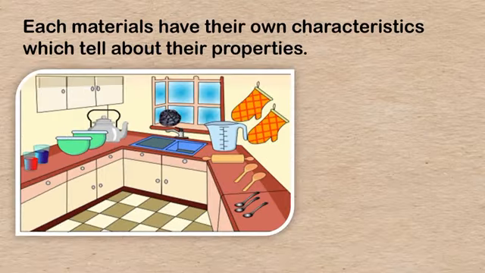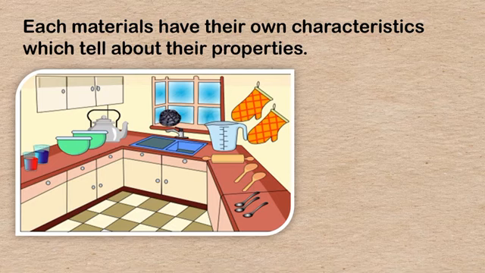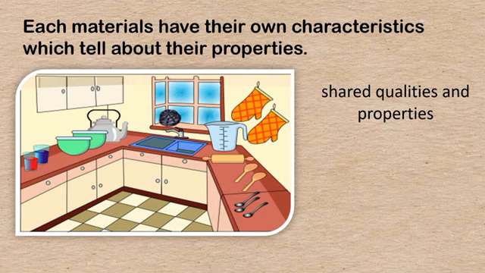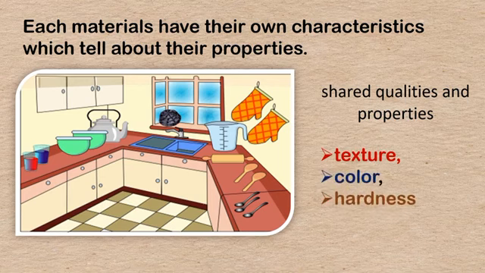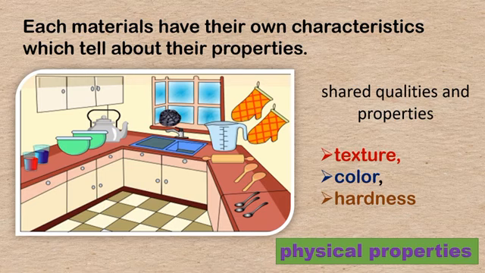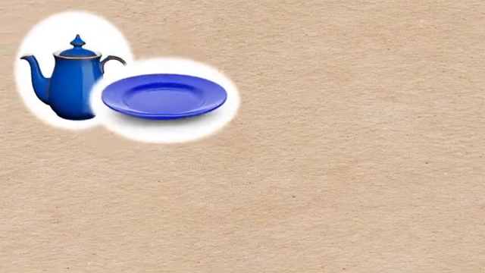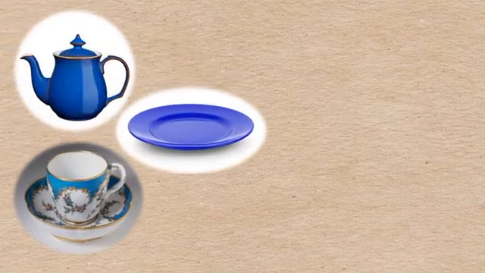Each material has its own characteristics, which tell about its properties. You can classify them based on their shared qualities and properties, like texture, color, and hardness. These are called physical properties. Let's observe teapot, plates, cups, and saucers. What characteristic do they share in common?